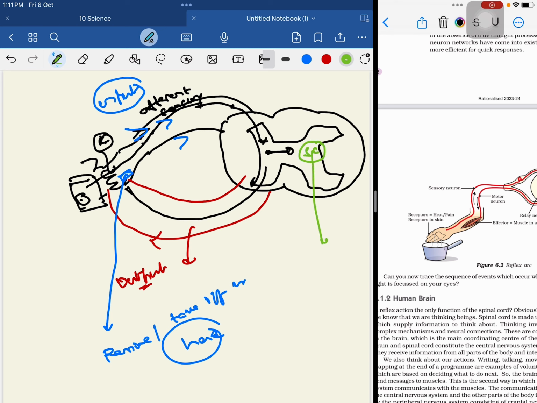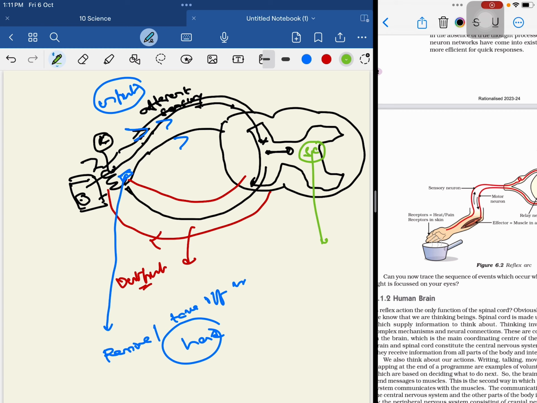What it means is there is no time for us to go to the brain. The neuron should go to the brain, should think and analyze, and then give output. Then if you remove the hand, it means the hand will be burnt, damaged, injured. So to prevent injuries or burns like that, God has given a beautiful gift called the reflex arc. How fast we react to environmental changes is called a reflex arc.